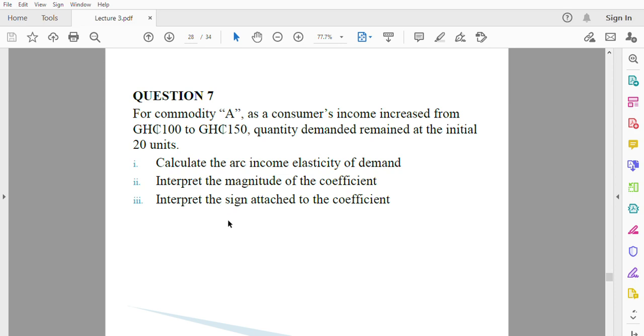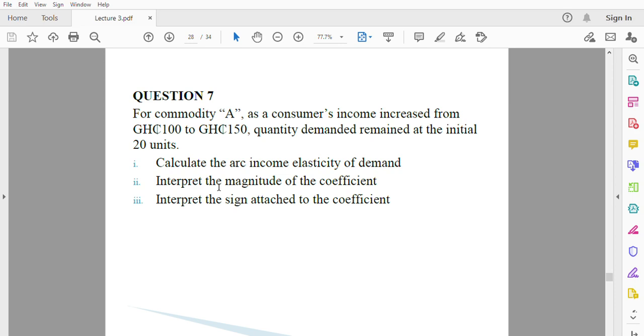Q1 will be 20. What will be Q2? Quantity demanded remained, so Q2 will also be 20. I just want to give you this clue so that you wouldn't struggle with it. So Q1, Q2 minus Q1, change in Q. Q2 minus Q1. Remember that 20 minus 20, you get 0. So after everything, your final answer will be 0. And if it is 0, interpret it.